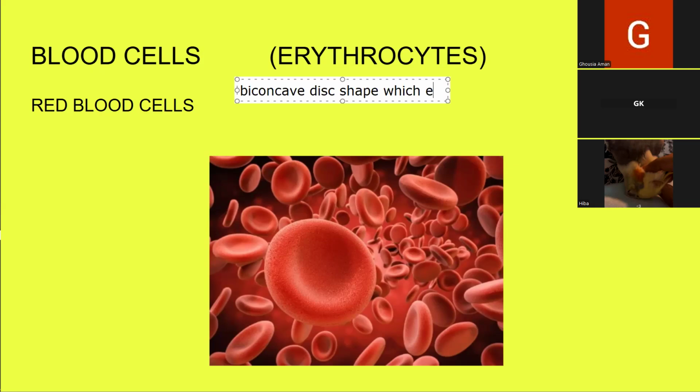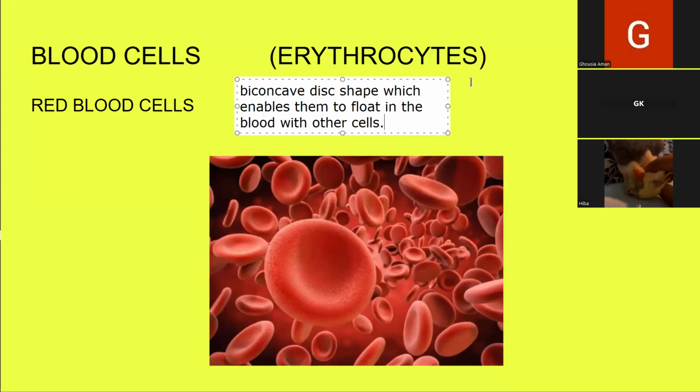Biconcave disc shape enables them to float in the blood with other cells. There will be no traffic jam in the blood. With other cells, they can easily circulate. This is one of the features.